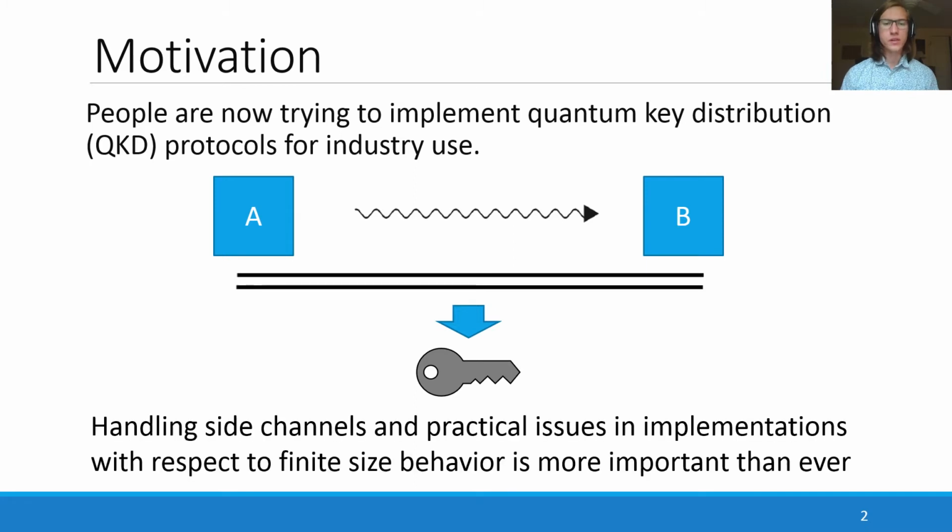So what's the issue? The issue is that now that we implement these things in real life, we need to be able to handle side channels and practical issues in implementations with respect to finite size behavior. We need to do this because in real life we have a finite number of resources, and so we need to be able to handle the finite size with these other practical issues.